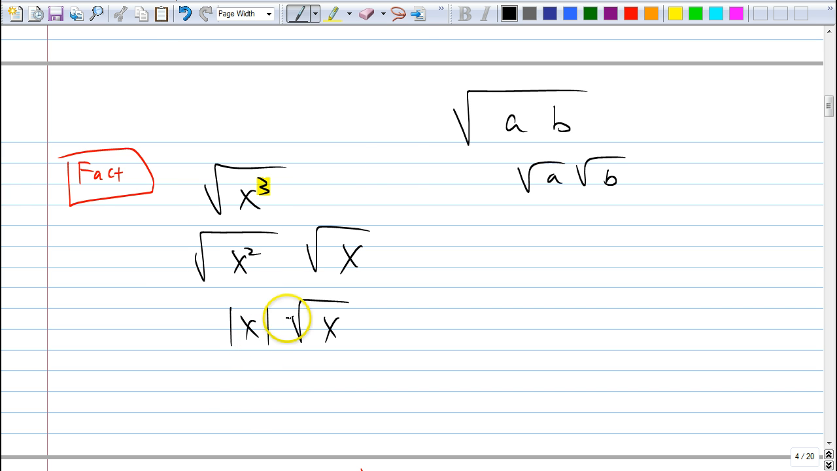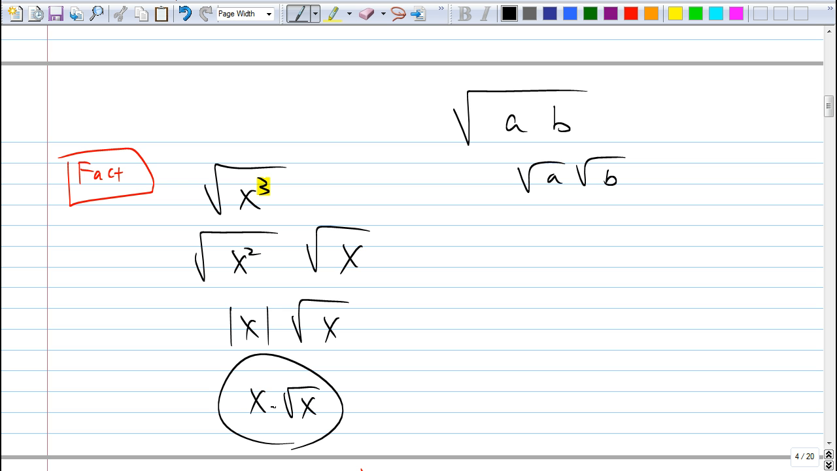Actually, we just said square root of x squared is the absolute value of x, right? But in this case, you could just write it this way: x square root of x. Okay, this is a fact. If you simplify square root of x cubed, you just write x square root of x. How come we don't need the absolute value in this case? Didn't we just say square root of x squared is absolute value of x? Why do we not need the absolute value here?